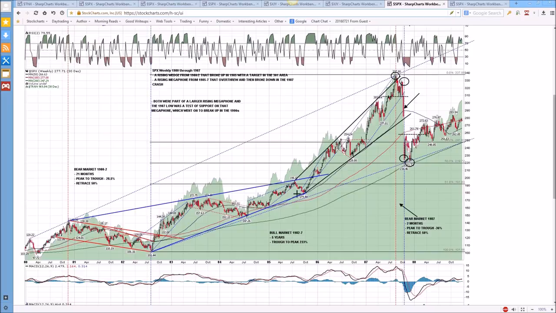I'd say that really you don't see a lot of overthrows from channels, but you do from megaphones and you do from wedges. But apart from that, they're really pretty much the same. It's just a matter of which way the trend lines are pointing. This is a very good example of a counter-trend break.